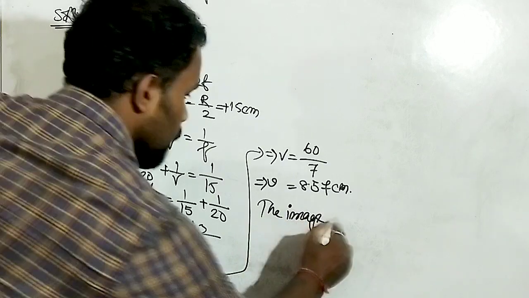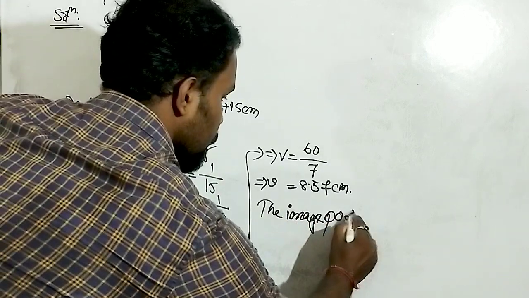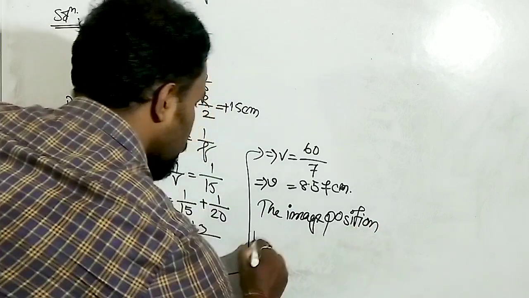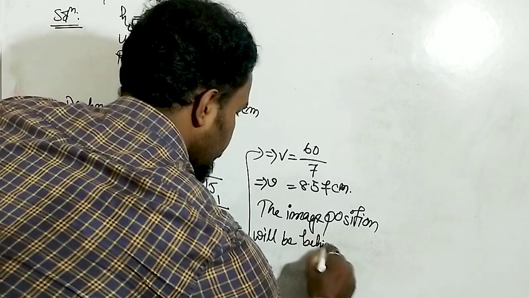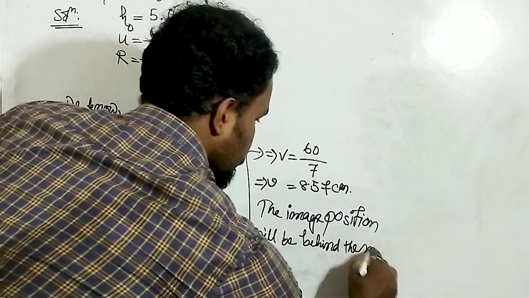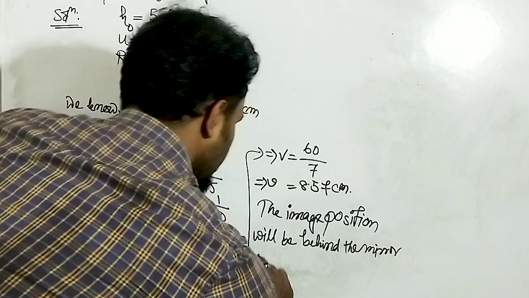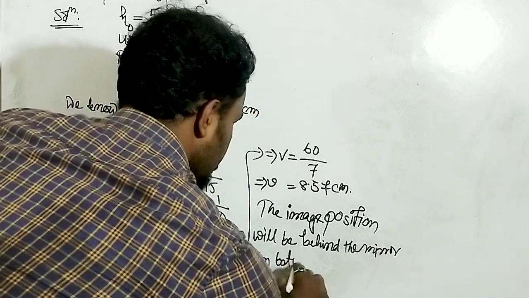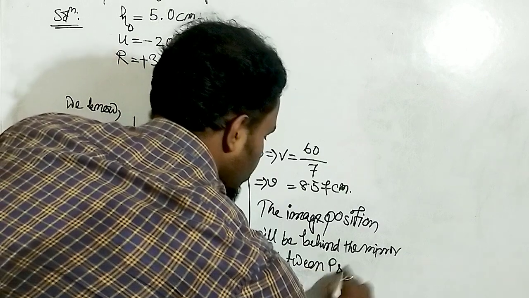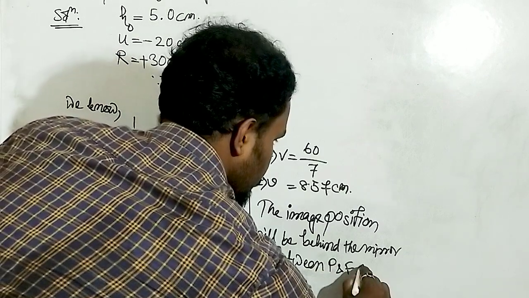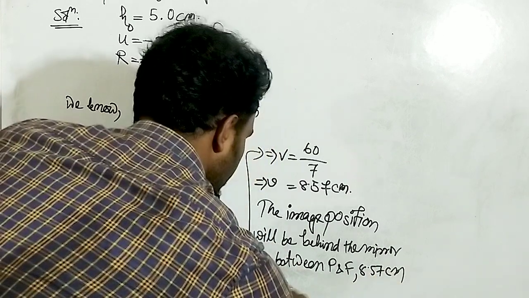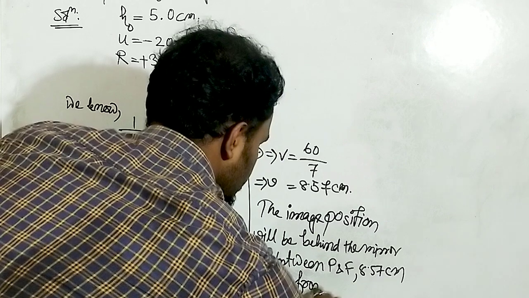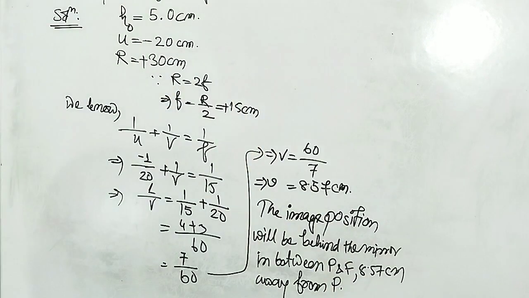We can write the image position will be behind the mirror, in between P and F, 8.5 centimeter away from P, right? P means pole, right? So we have got the position.